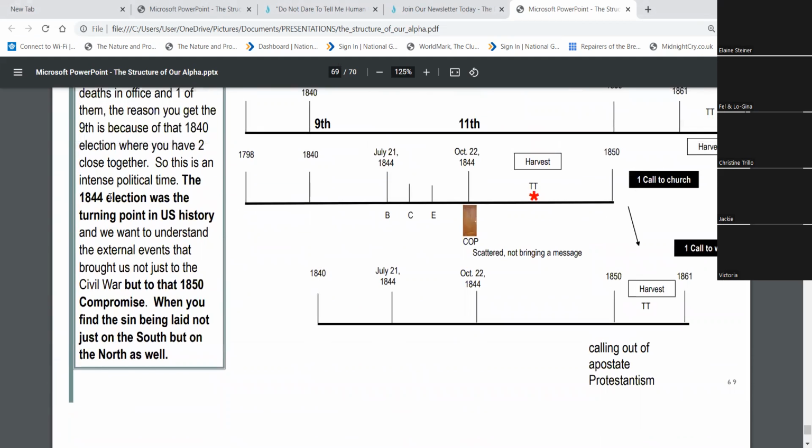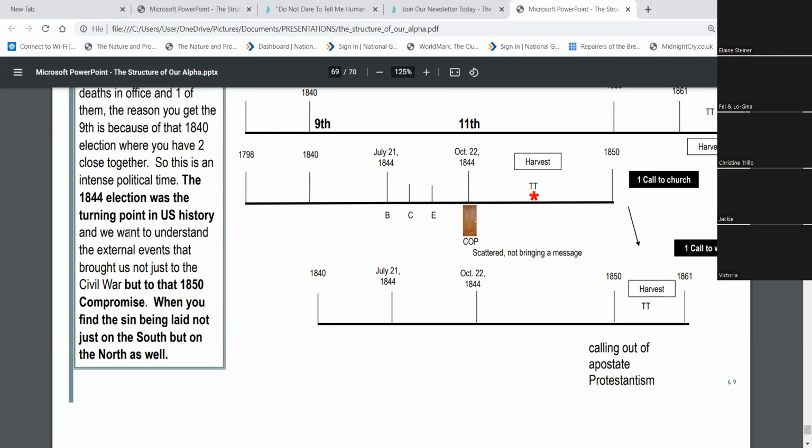Okay, right, yeah. When you find the sin being laid not just at the South, but on the North as well, isn't that kind of what she's laying out, if I'm understanding and following correctly? Because we've been looking at the right and all that they're doing, but now we're seeing the left is no better. Is that right? That's what it's looking like. So make sure I'm following that correctly.